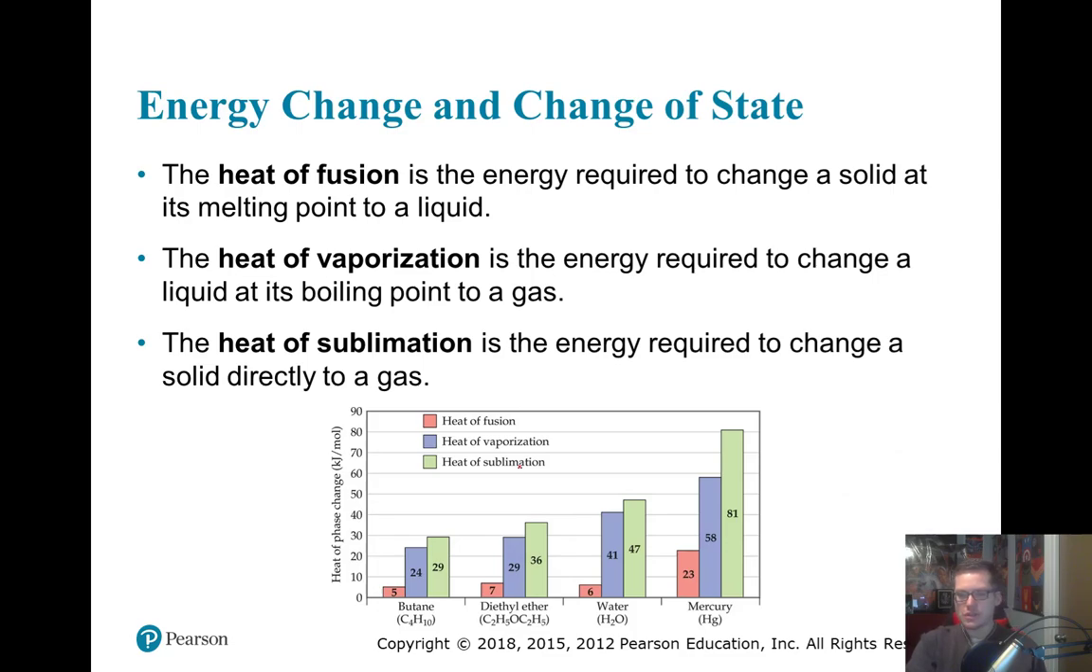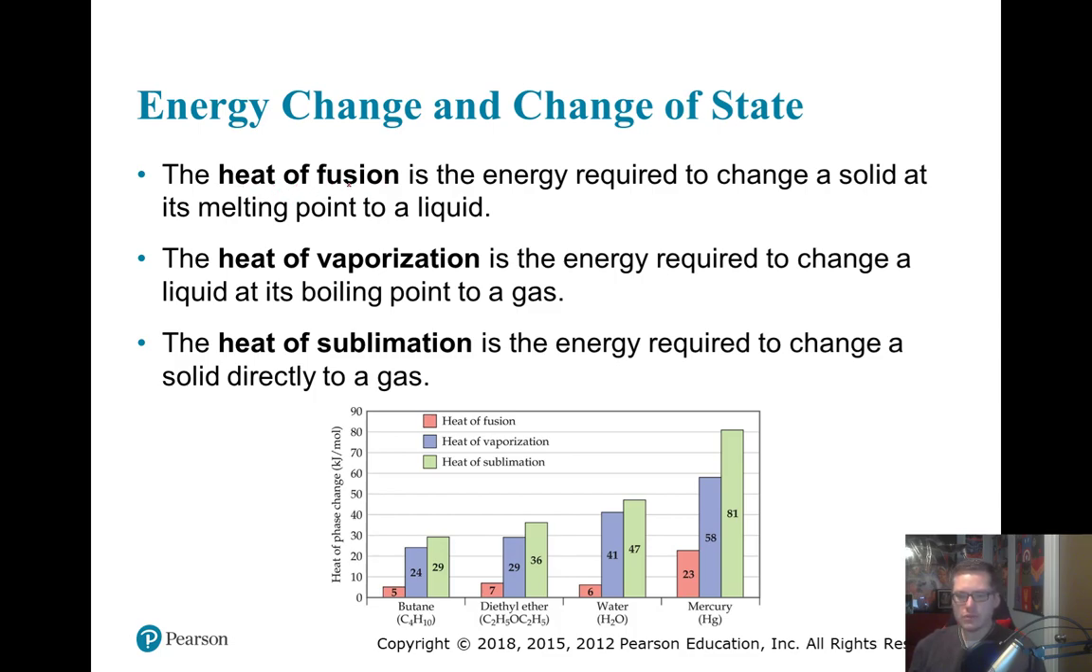So, energy change and change of state. We want to be able to quantify exactly how much energy it will take to make each of these changes of state happen. In order to do that, we come up with these tabulated values, and these are the names of those tabulated values.